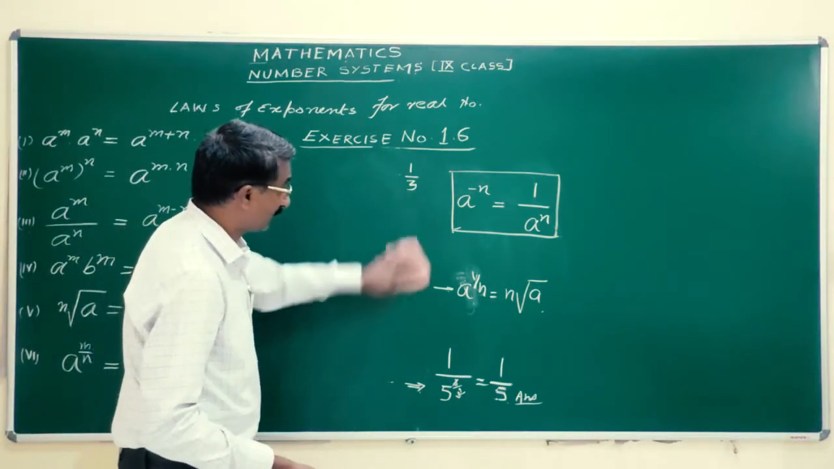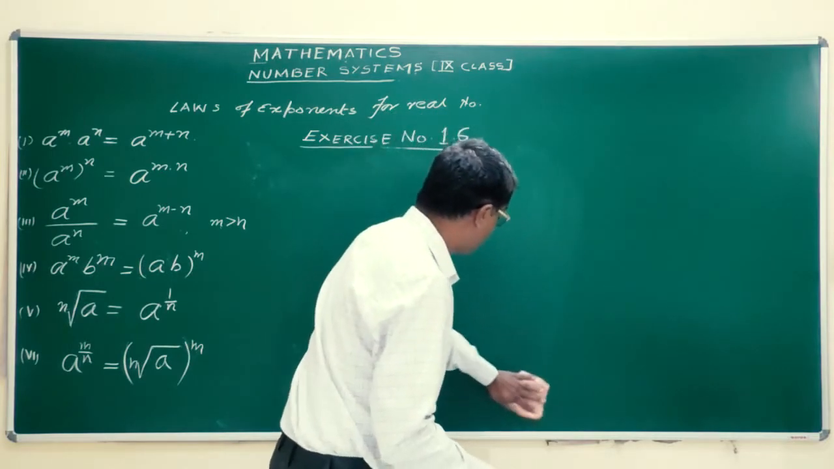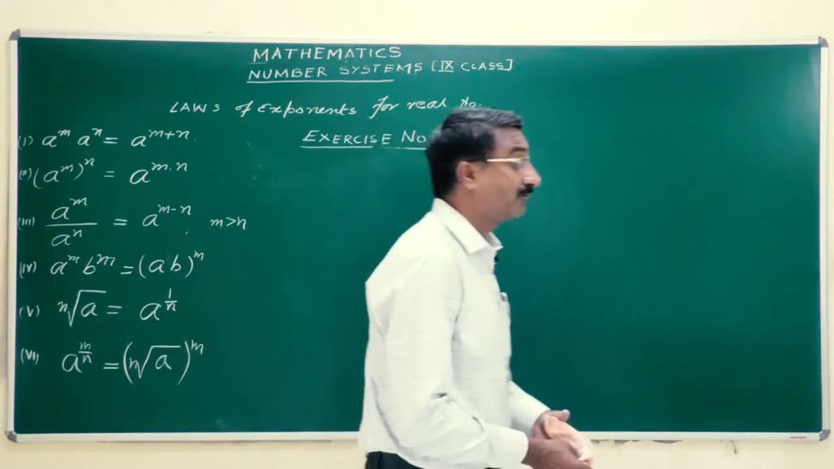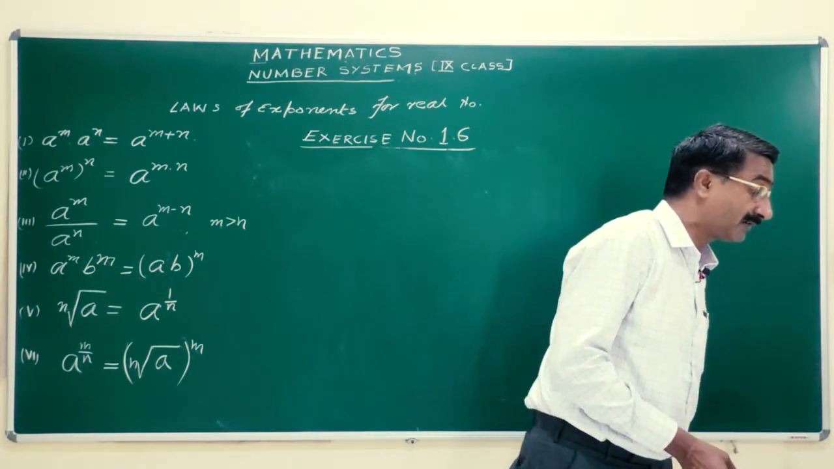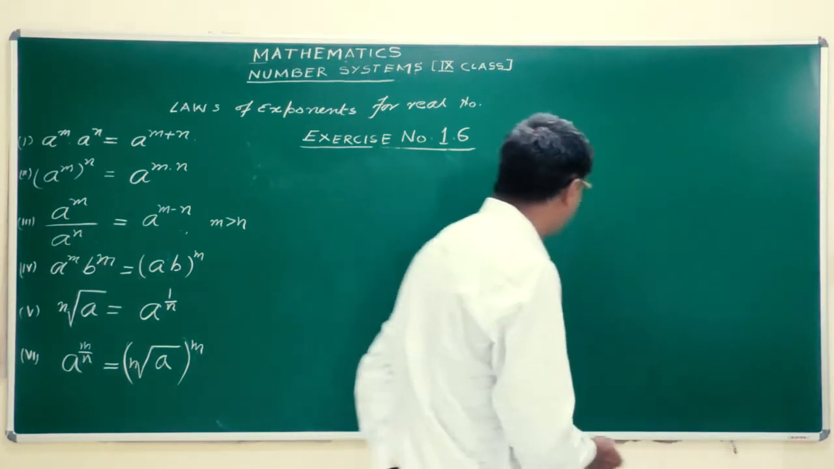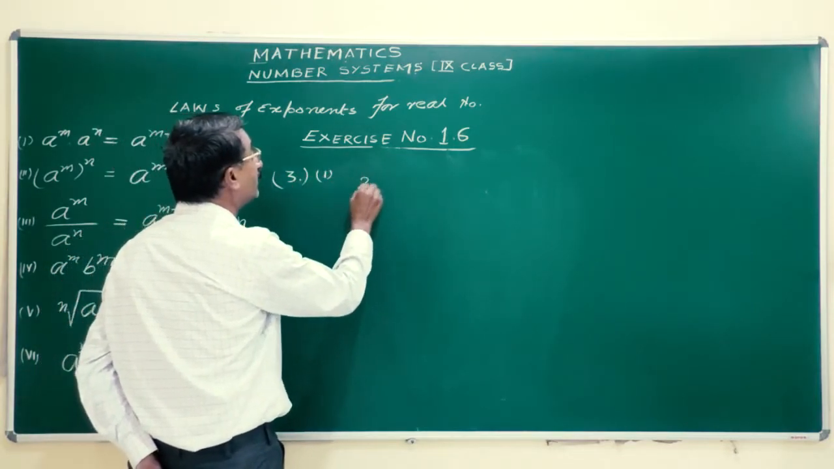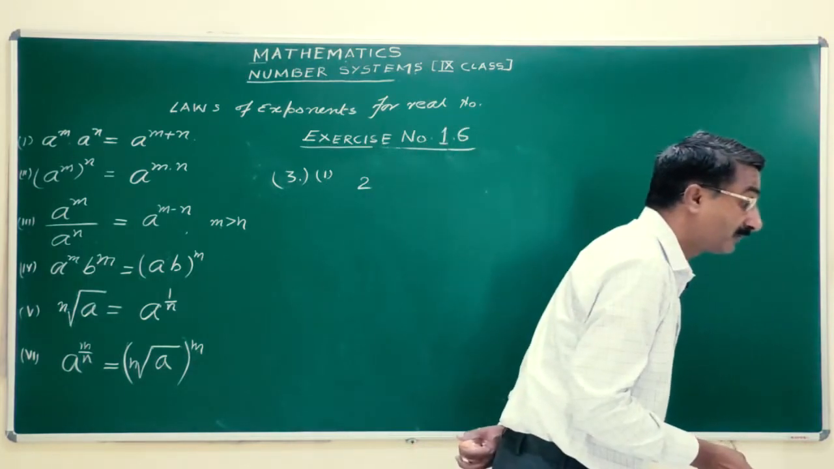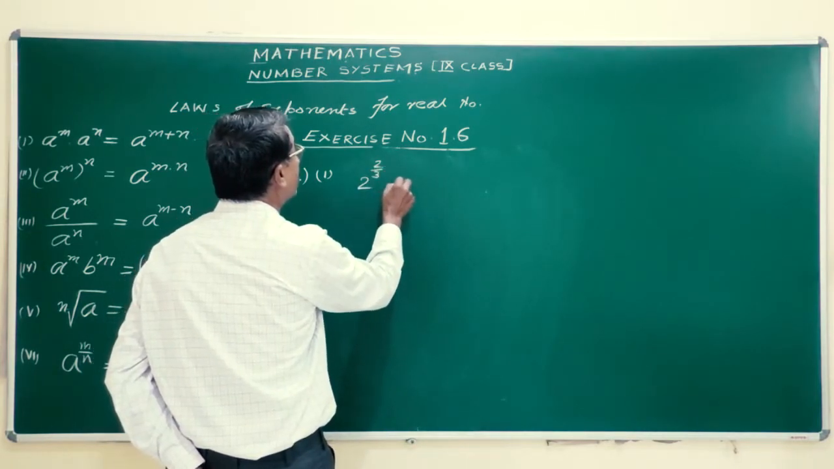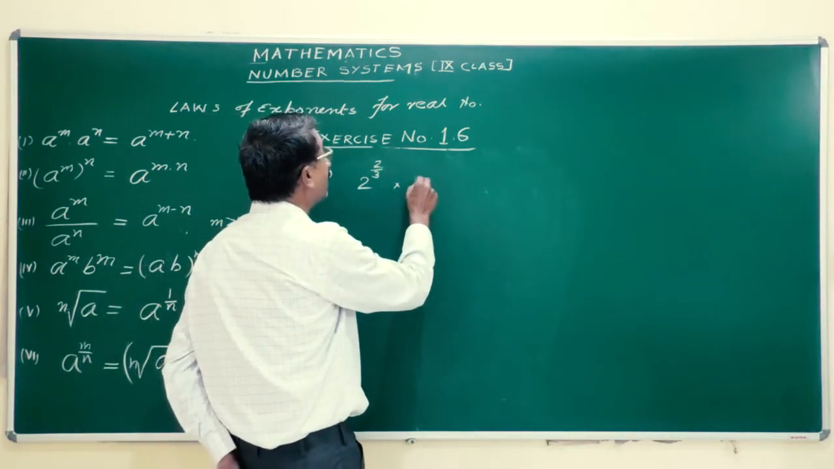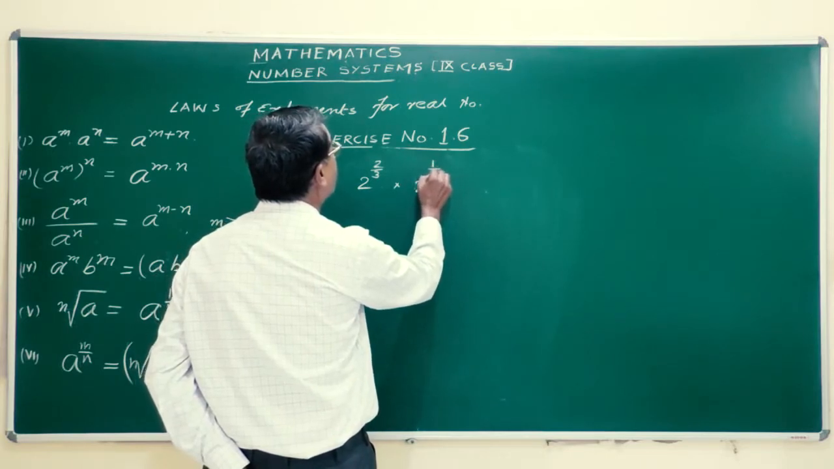Now, question number 3 of exercise 1.6. One by one we are completing the exercise, and this is the last exercise. So, you have to repeat the questions. Simplify. Question number 3, first part: 2 raised to the power 2 by 3 into 2 raised to the power 1 by 5.